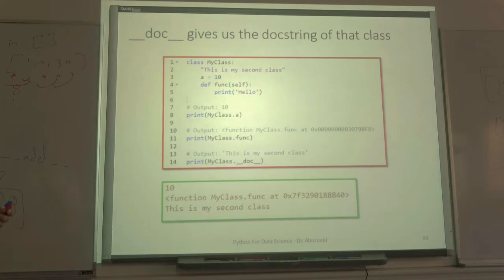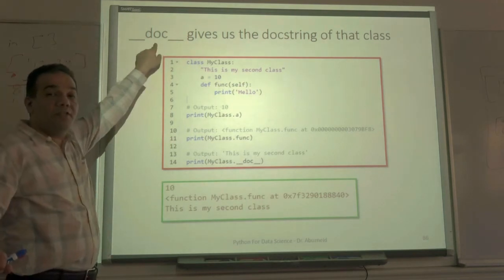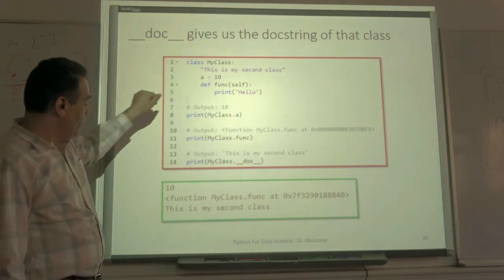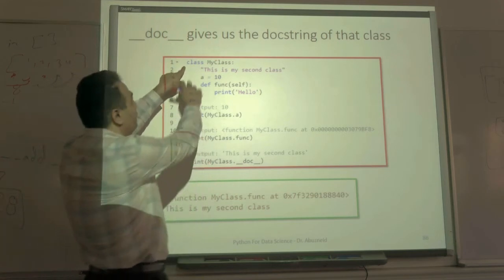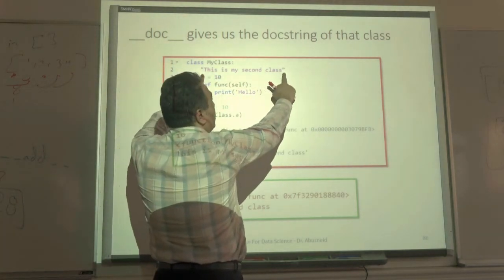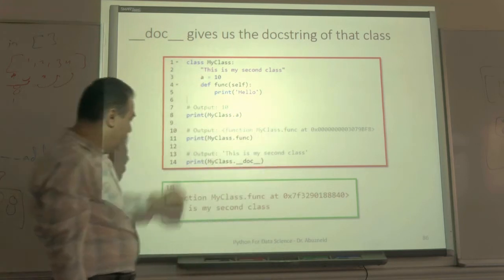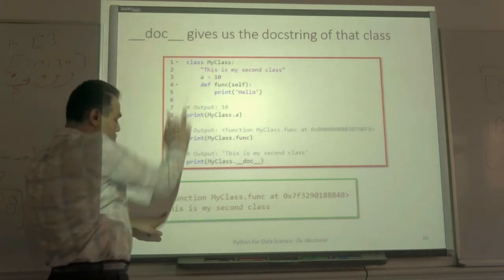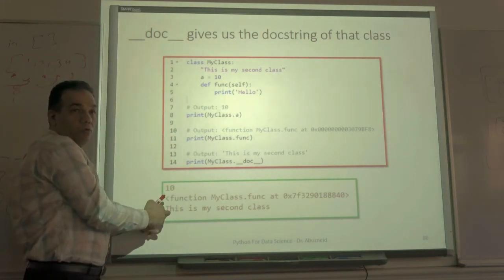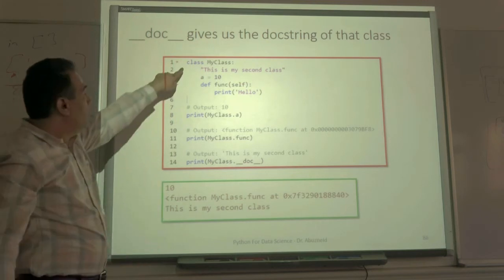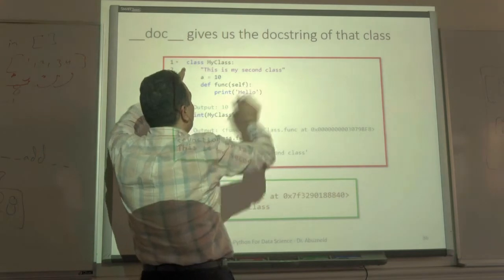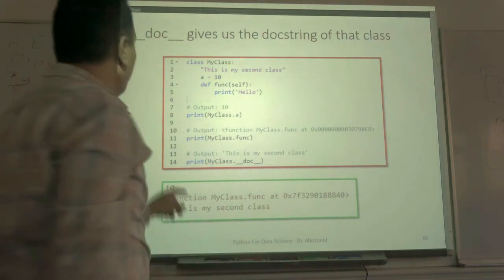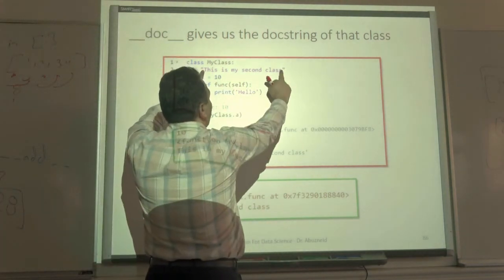In here, for example, there is underscore doc. There are many of these that you could override. So what does underscore doc do? Always after the class, when you define the class, you put an explanation, a docstring, for the class. If you print my class underscore doc, whatever explanation you gave here will be printed for you. I need you to do that for all the classes you create.